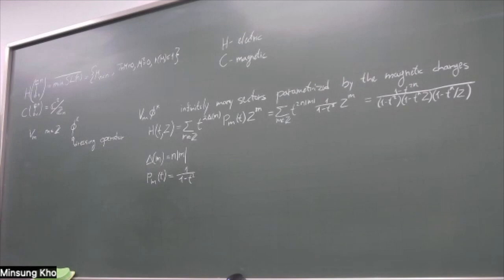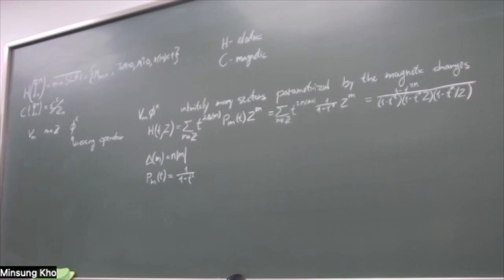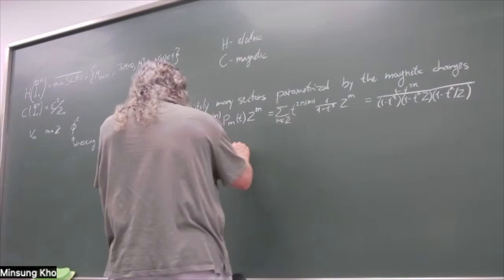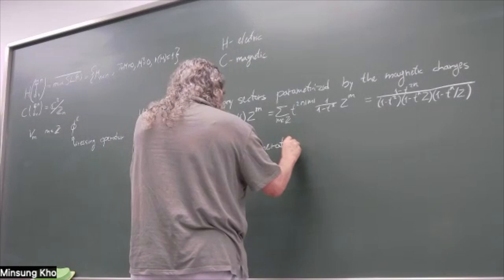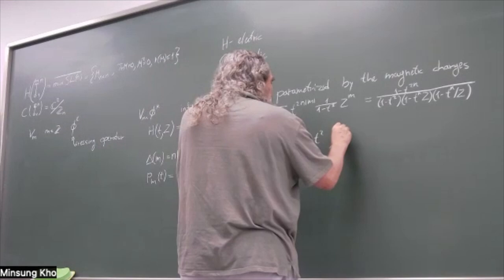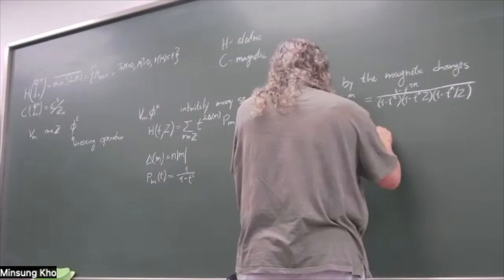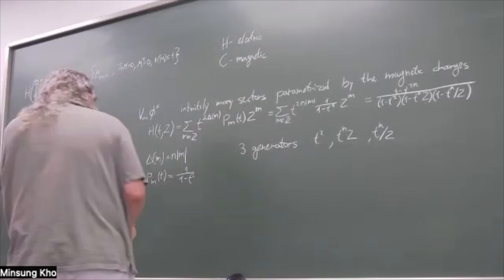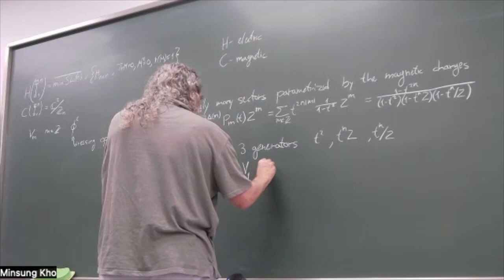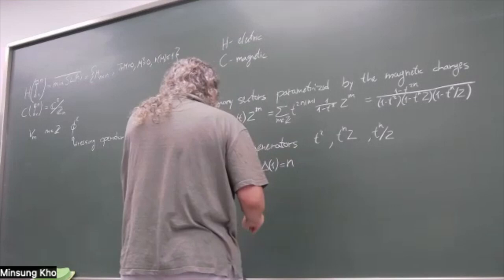What does it look like? This expression of the Hilbert series tells me that the moduli space has three generators, at quantum numbers t squared, t to the n times z, and t to the n divided by z. Now let's evaluate. V_1 is going to have a delta equal to n, and that's also for V minus 1.